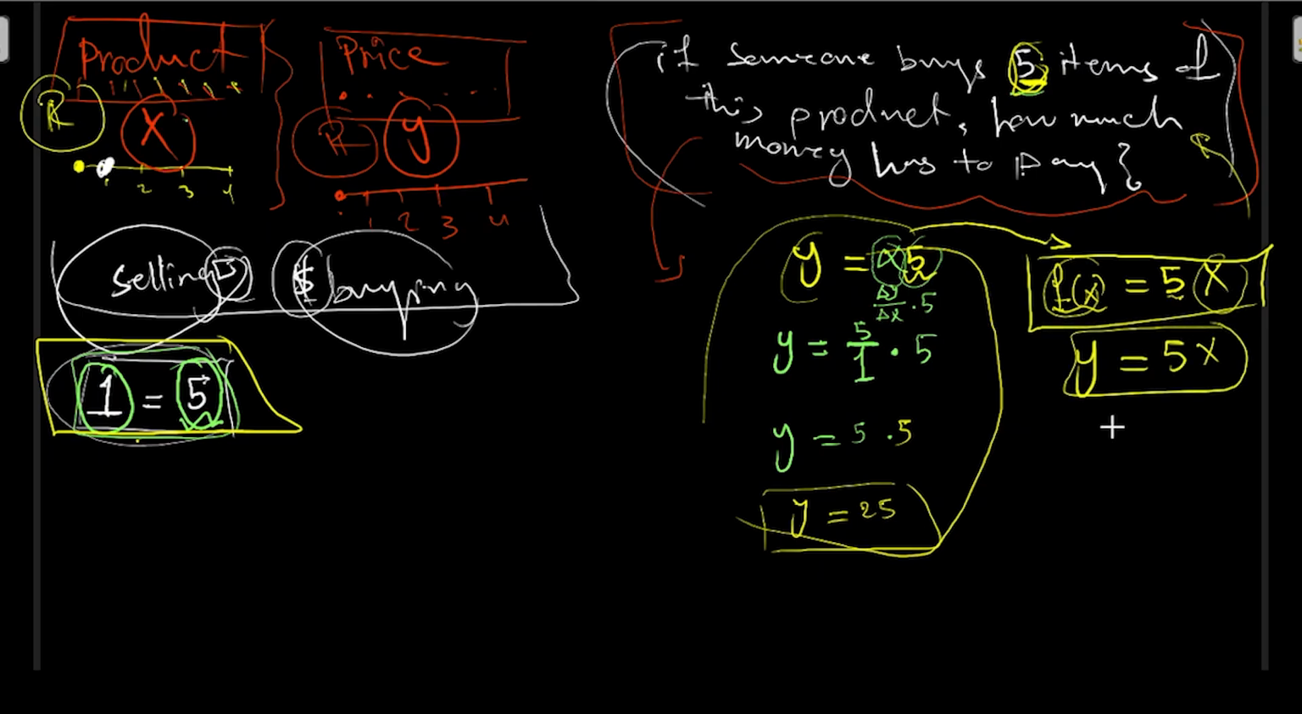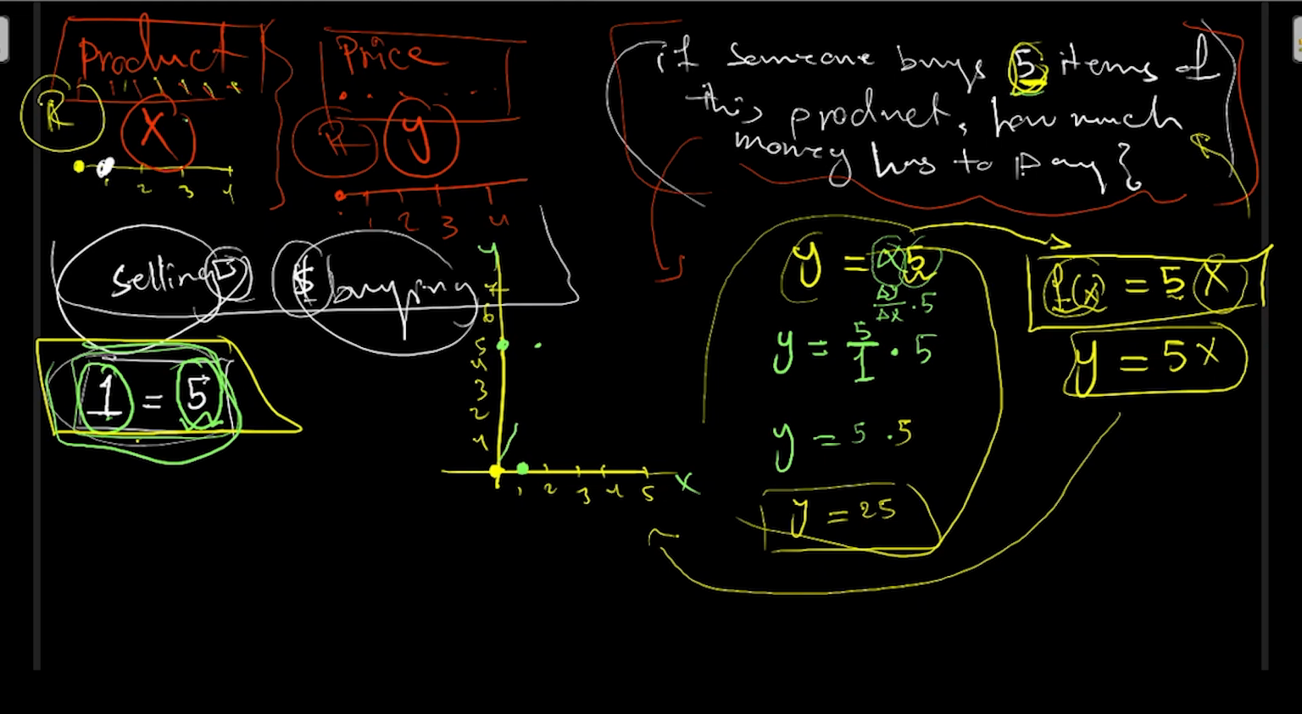Now, if I also want to visualize this, I'm going to get some sort of a line that looks like this at the end. Items are represented here by X. So I could come to 5 here and go up to the line. It should be at 25.